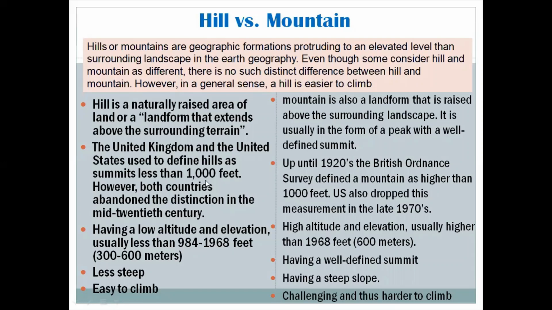It used to be in the past that वो ऐसा ऑब्जेक्ट जिसकी हाइट 1000 फीट से ज्यादा हो उसको हम हिल, कम हो उसको हम हिल कहते हैं, और अगर 1000 से ज्यादा हो तो उसको हम माउंटेन कहते हैं. तो having a low altitude and elevation, usually less than, ये आपको by your feeling, by guessing that hill has a low altitude and elevation, और mountains की elevation भी ज्यादा होती है, उसकी steepness भी ज्यादा होती है. So less steep and easy to climb, while sometimes it's hard, difficult to climb on the mountains.